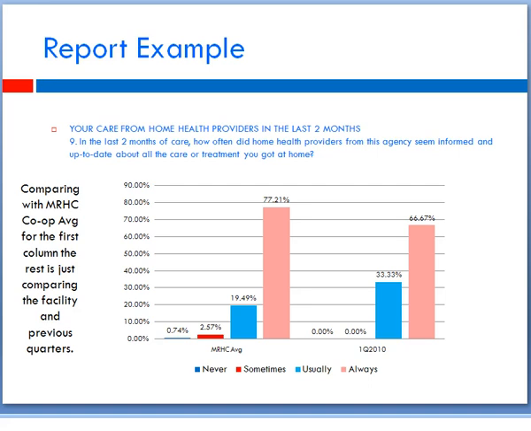This is just a little view on one of the questions that is asked in the survey, and this is how the report will look. On the left side, you'll see MRHC survey participant average, and then on the right side is your data exclusively, and so this would show your facility's data there.